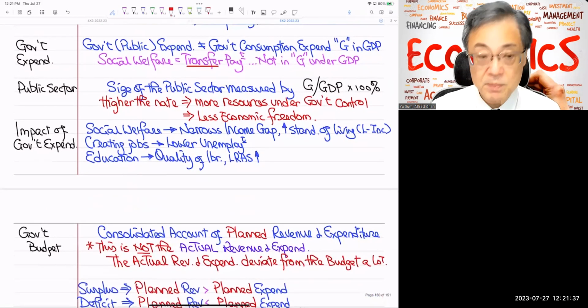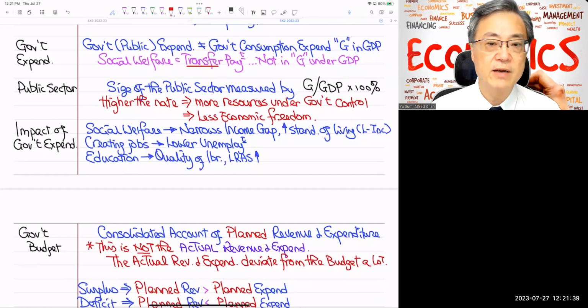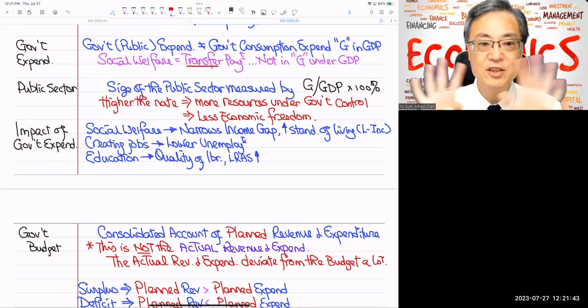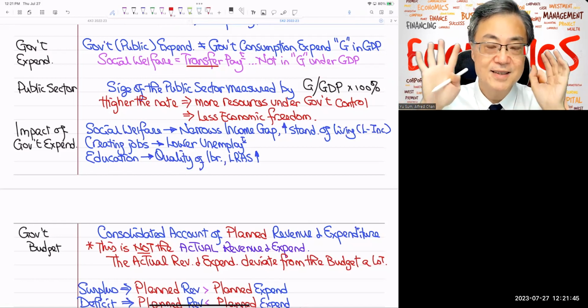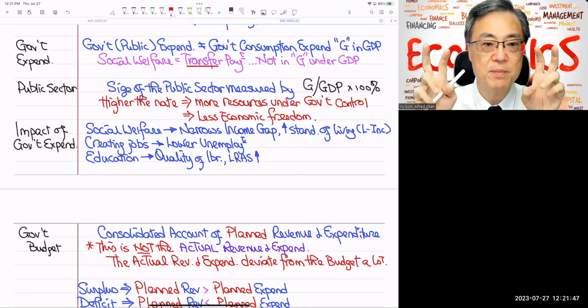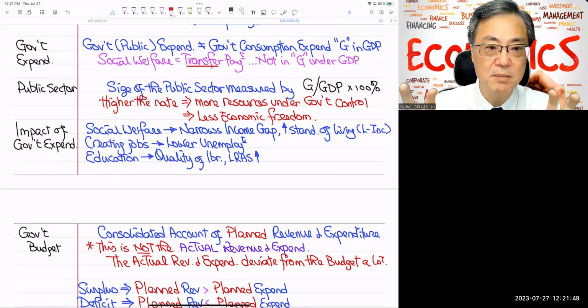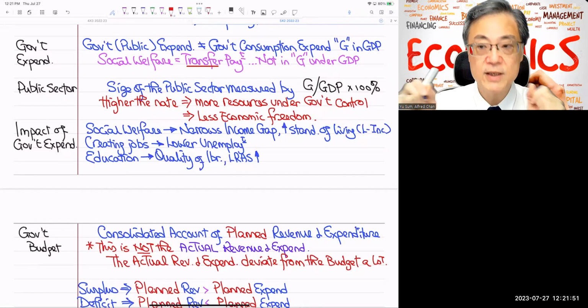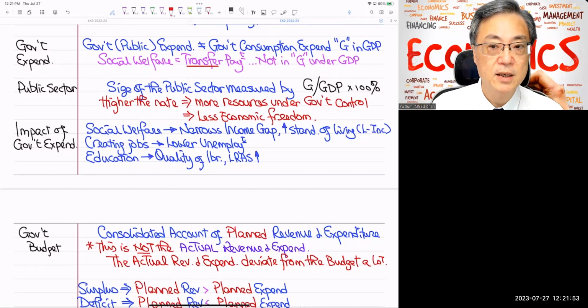Okay, government expenditure. Now, be very careful. Government or public expenditure is not the same as G, the government consumption expenditure we did in GDP.